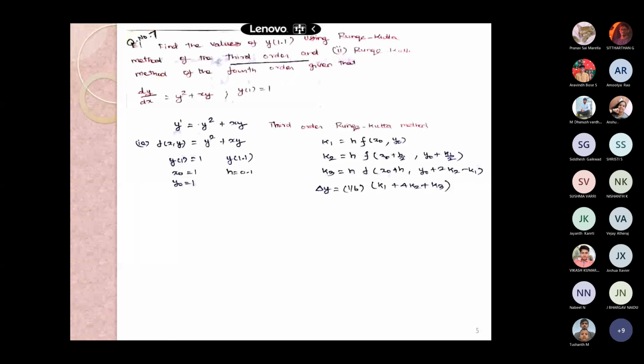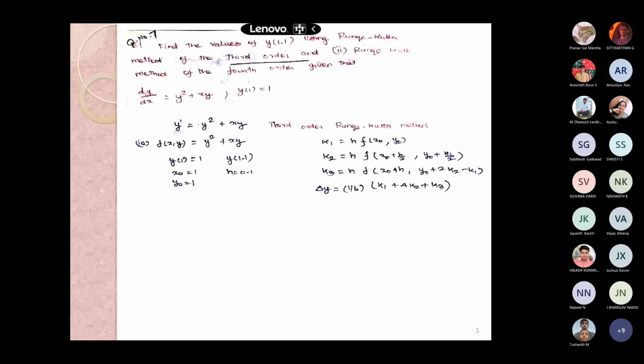This is the third order Runge-Kutta method. This is very simple. We are going to apply the various values in the respective places and find the value of delta y. Through that, we can add it to the required y in order to find the newer y value. We will calculate one by one: K1, K2, K3, and then delta y, and then y.